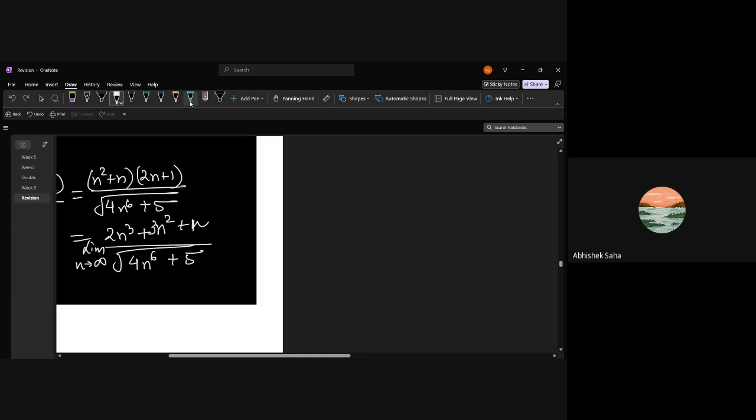So let's divide it. We will get 2 plus 3 by n plus... Is it visible? Otherwise, just tell me. Yes, sir, visible. Okay. It will be black, white, and gray. So I should here write in gray. 2 plus 3 upon n plus 1 upon n square upon what? Here it would be 4 upon n to the power 6 plus 5 upon n to the power 6.